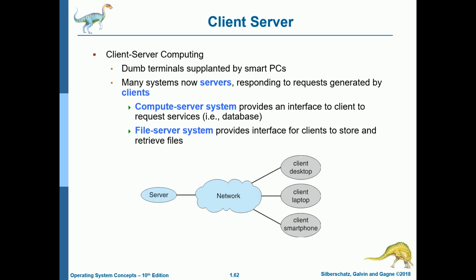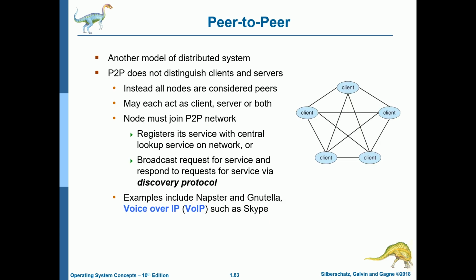We can also view client and server systems. So a computer server system provides an interface to the client's requests, in other words like a database, and a file server system provides interfaces for clients to store and retrieve files. Another type of distributed model is called peer-to-peer, and peer-to-peer doesn't distinguish clients and servers. All of the nodes are considered to be peers. They may each act as a client, server, or both.